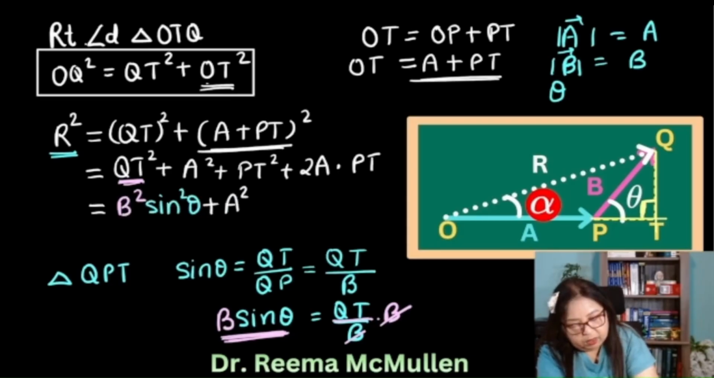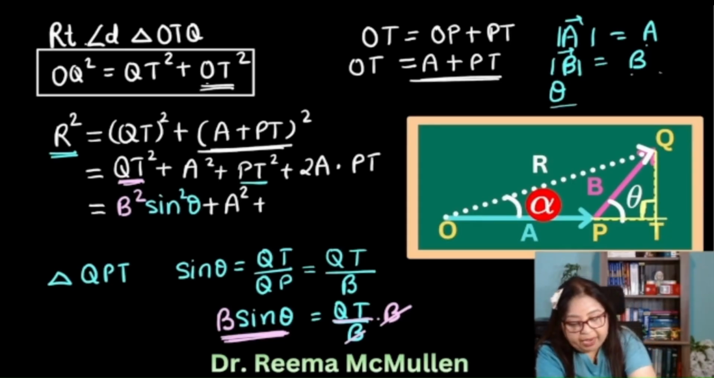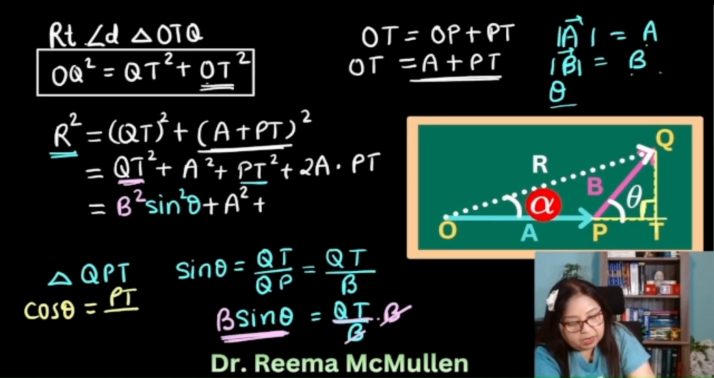Plus A squared. Now this PT, let's try to write PT in terms of what's known to us, and that is A, B, and theta. All right, back to triangle QPT. Cosine theta is equal to PT divided by hypotenuse QP, which we know is equal to B. And this will give us PT is equal to B cosine theta.